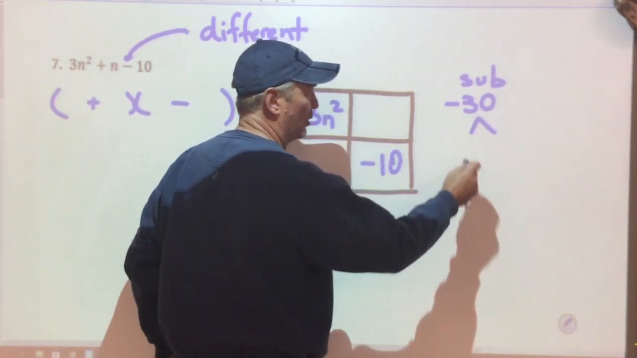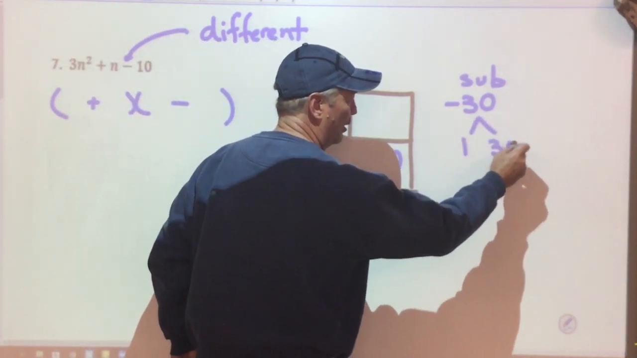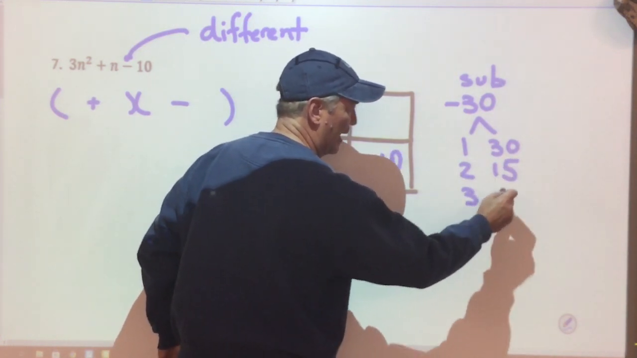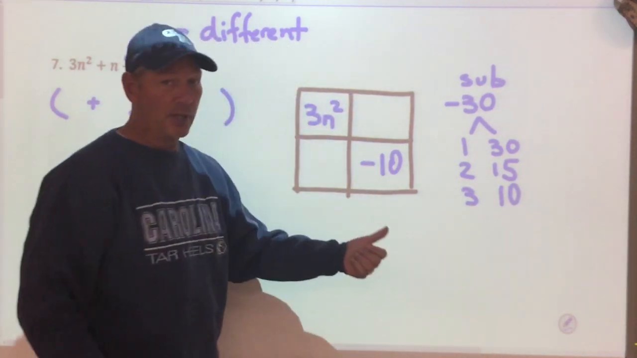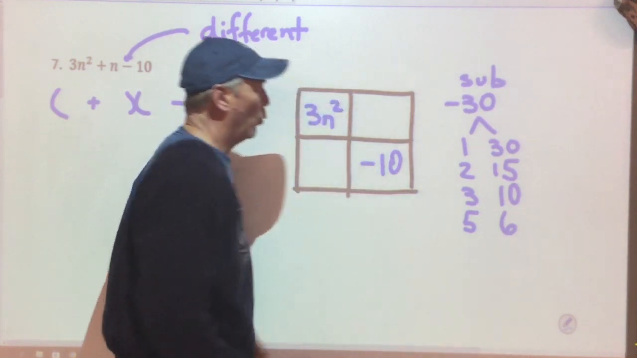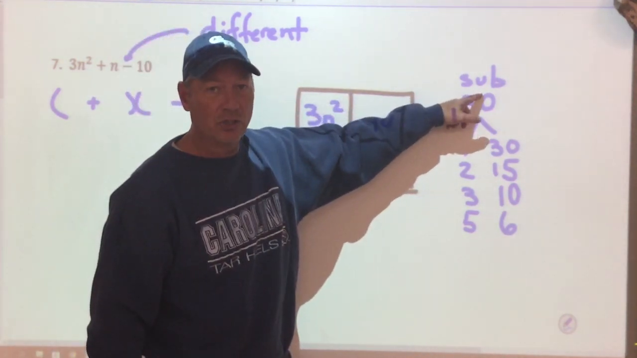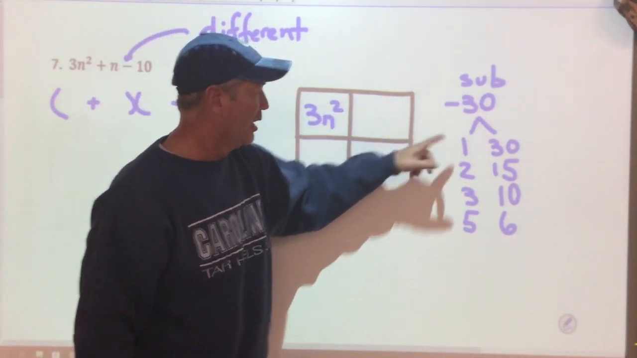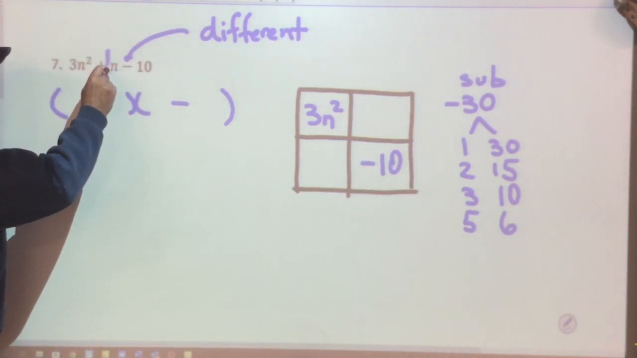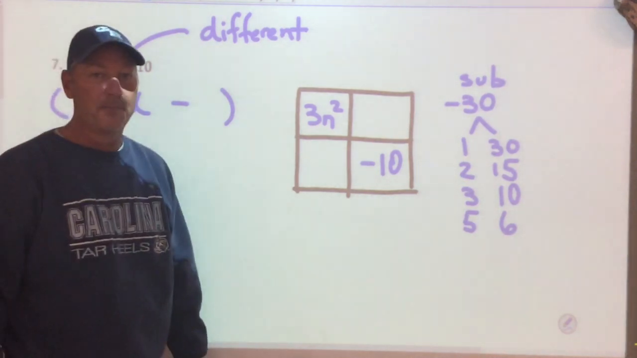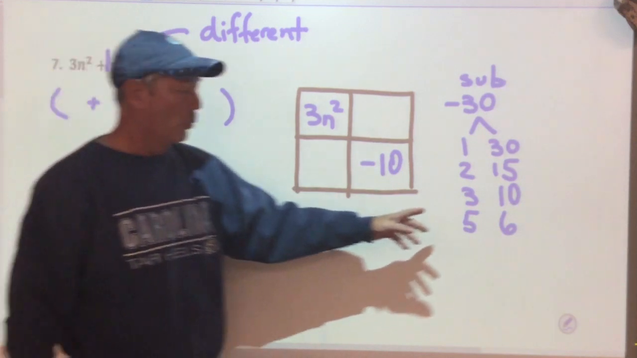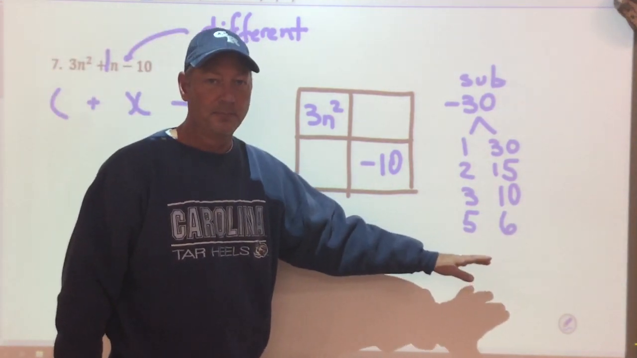My combinations are 1 and 30, 2 times 15, 3 times 10, 4 doesn't work, and then we have 5 times 6. We want a combination subtracted because it's a minus, and we want to find a combination that equals what? A positive 1. All right, so we know the signs are going to be different. We want to end up with a positive 1.